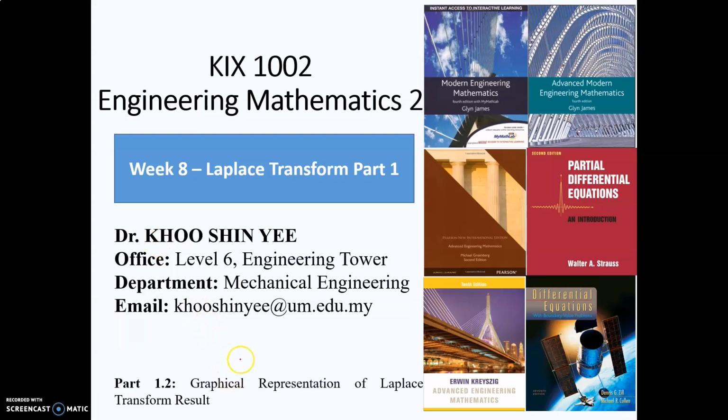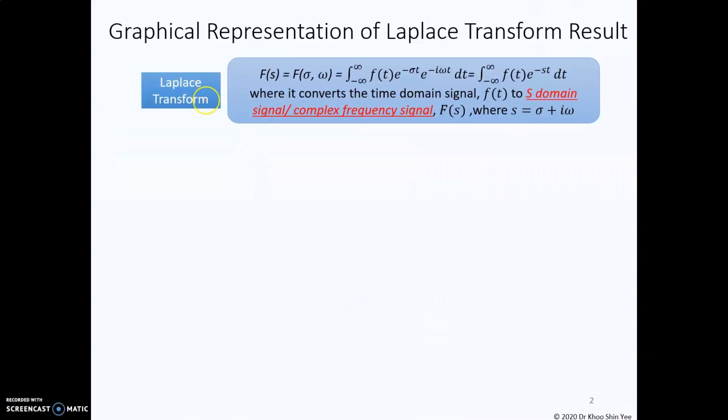Hi, in this video we will show you the graphical representation of the Laplace transform result. This is the formula for the Laplace transform, where if you want to transform f(t) into capital F(s), then you should use the Laplace transform equation like this.